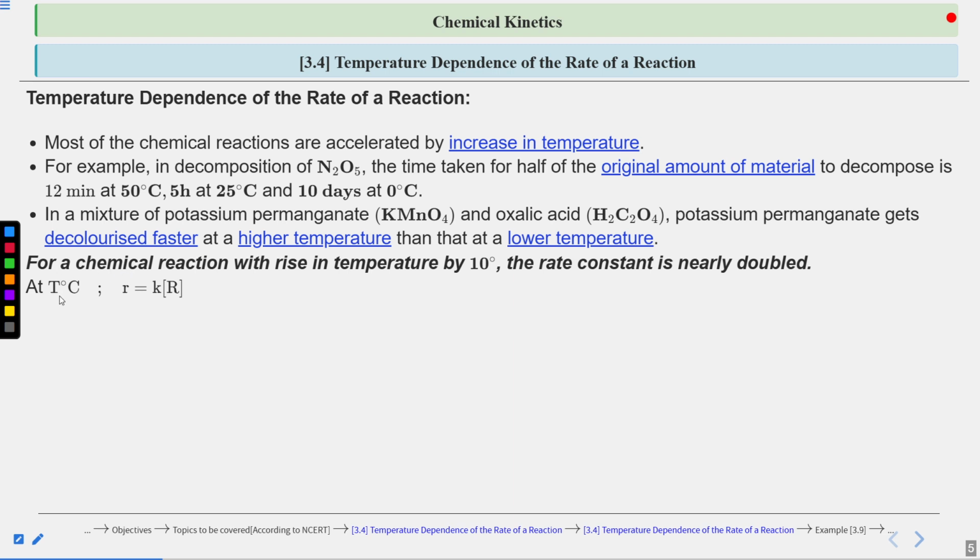So let's suppose at T degrees Celsius we are doing a reaction. The rate will be K, the rate constant, times the reactant concentration. This is the rate law, the rate expression, which we have studied.